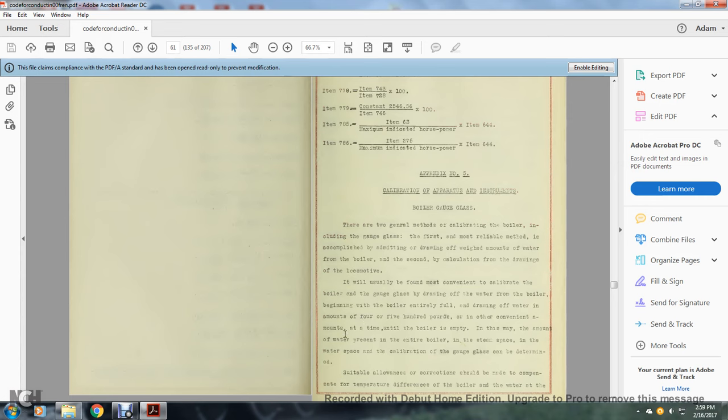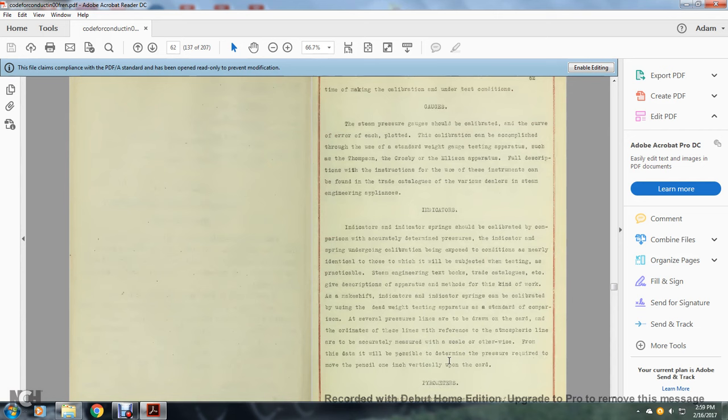With this, the amount of water present in the entire boiler, and the steam and water spaces for the calibration of the gauge glass, are determined. Suitable allowance or correction should be made to compensate for the temperature difference between the boiler and the water at the time of making the calibration under the test conditions.